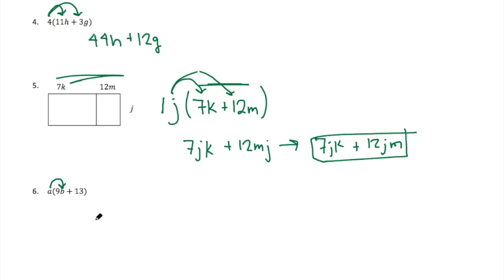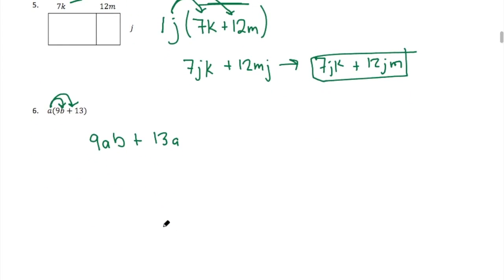Alright, one more example. a times 9b is 9ab, putting those in alphabetical order, and then a times 13, 13a, always putting the coefficient first.